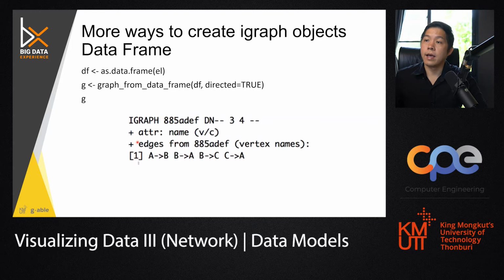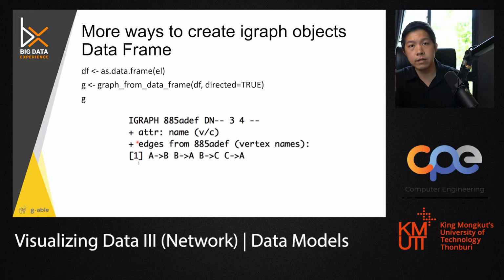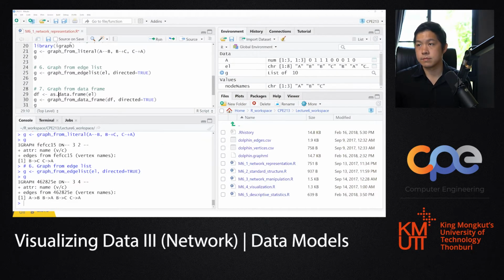And yeah, you can also create a graph from a data frame, right? For this one, in order to demonstrate, I just change from edge list to data frame, df, and then I use create graph from data frame. Then I get the same result with directed equal true as well. Here it is.